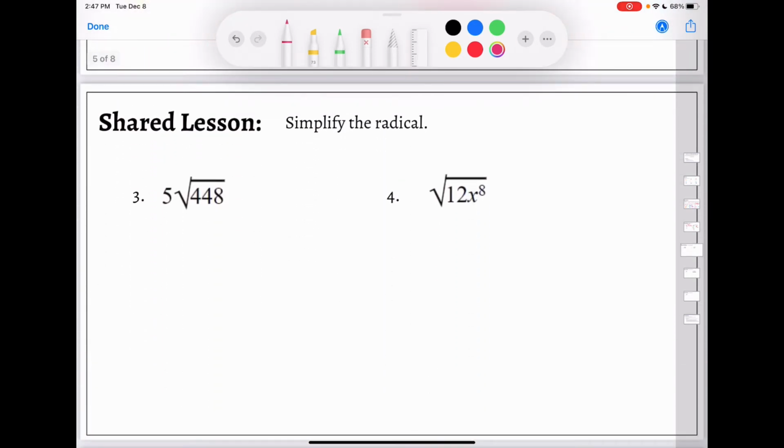All right, let's try this one then. Here we go. 5 radical 448. So again, we're going to try and reduce the radical 448 into its factors, where one of those factors is the perfect square. And again, try to find the biggest factor that you can, or keep chipping away until you can't do it anymore. Pause your video and see what you can do with number 3.